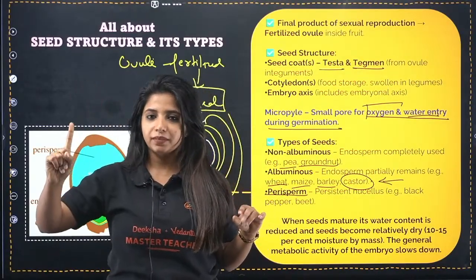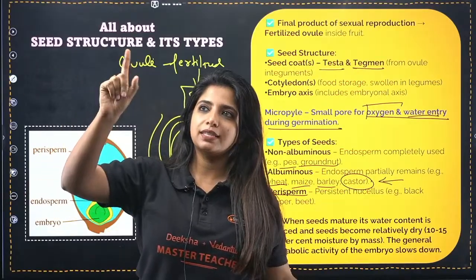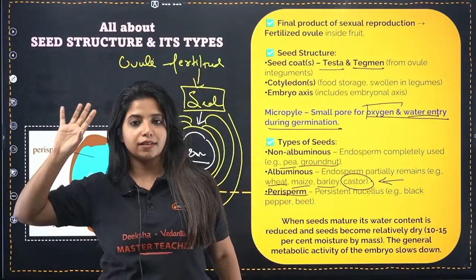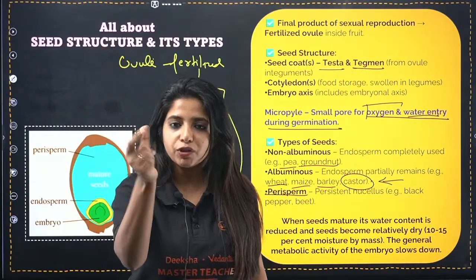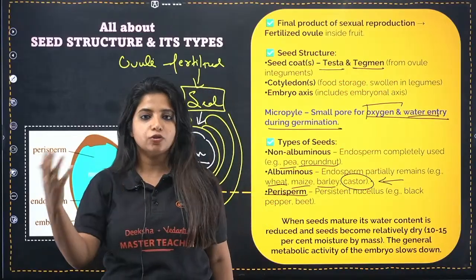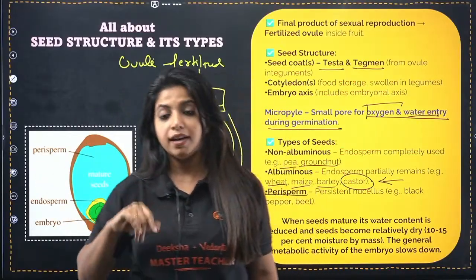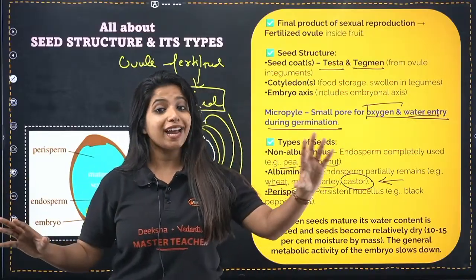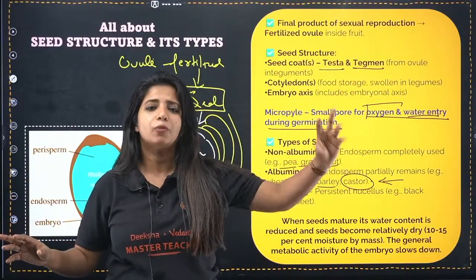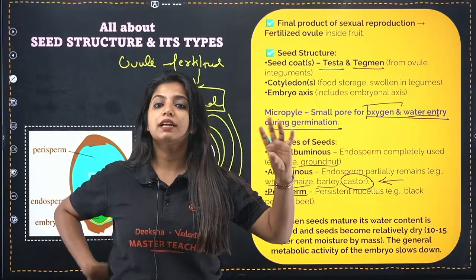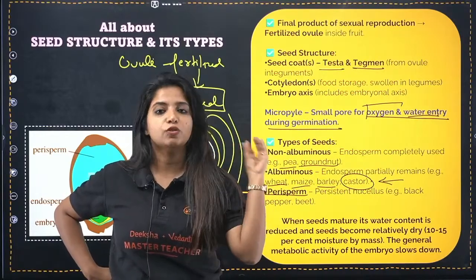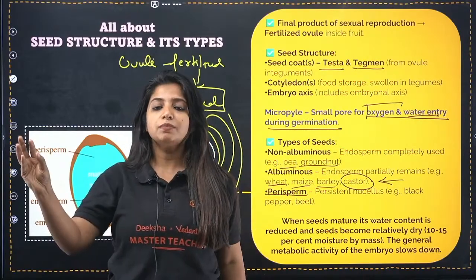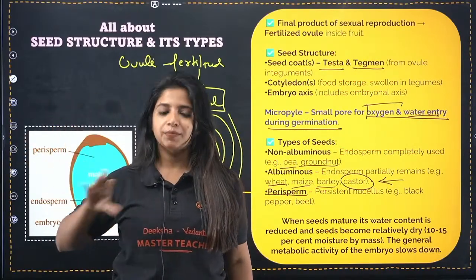The things that you need to remember about seed were: the seed coat, testa and tegmen. The other part of the seed is the cotyledons and the embryonal axis. The seed has a pore, for oxygen exchange and also for water transport during germination. Then you spoke about the types of seeds: non-albuminous and albuminous. Non-albuminous means the endosperm is not left behind, everything is used up. Albuminous means they have endosperm left behind.